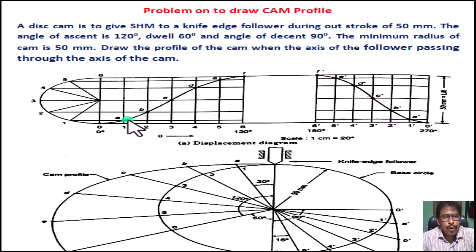Now we draw a curve through these intersection points: O, A, B, C, D, E, F. Again from the F dash point, draw through F dash, E dash, D dash, C dash, B dash, A dash, O dash. This is the SHM curve. We complete the displacement diagram.